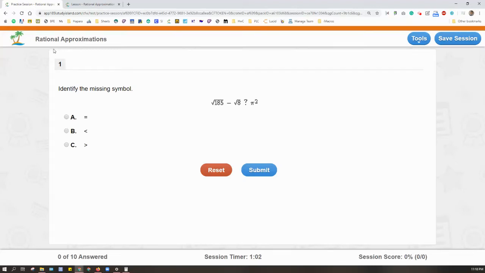All right, it's time for rational approximations. It's called approximations because it's not asking you to be perfect. It's not asking you to calculate each one of these exactly. Number one says identify the missing symbol, and your choices are equal, less than, or greater than.